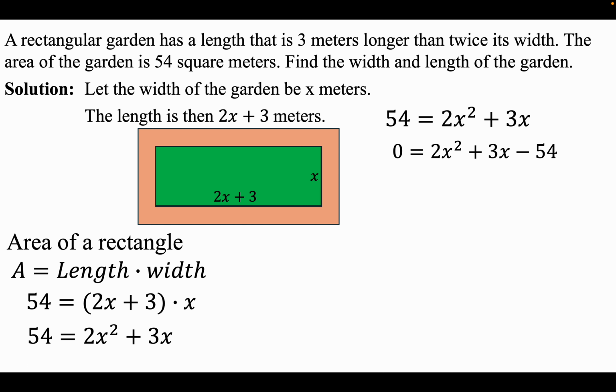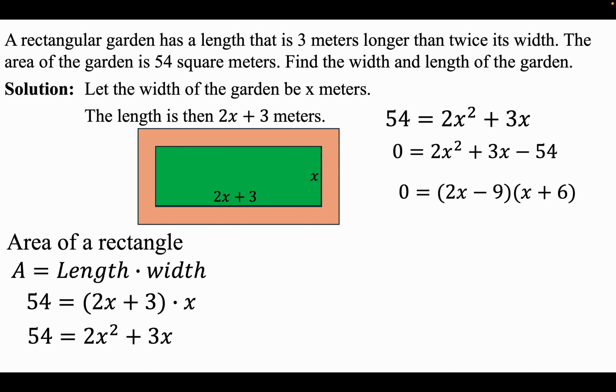Now, a quadratic equation can be solved by factoring, completing the square, or using the quadratic formula. And if you can't see what this factors to, go ahead and use the quadratic formula or completing the square. But this factors into 2x minus 9 times x plus 6.